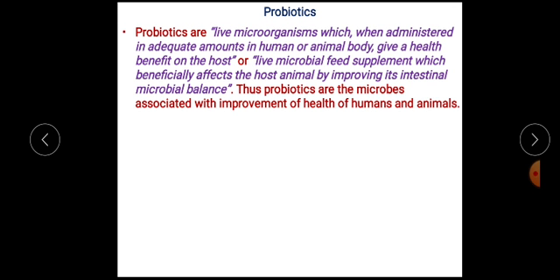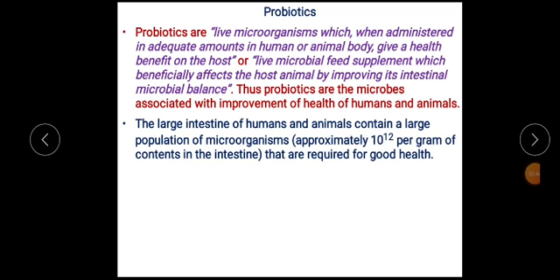As I have said, probiotics, it is a preparation containing live microorganisms which are artificially introduced in our body to give the health benefits or to improve the health of humans and animals. That can be the definition. Or these are the microbes associated with improvement of health of humans and animals.